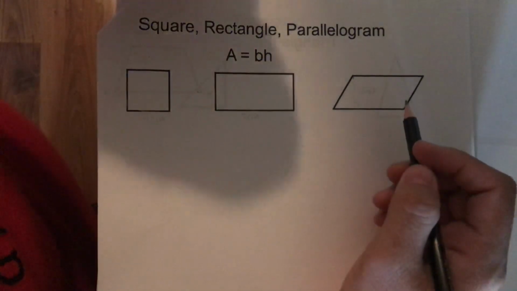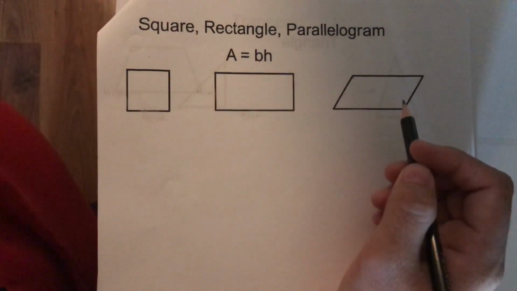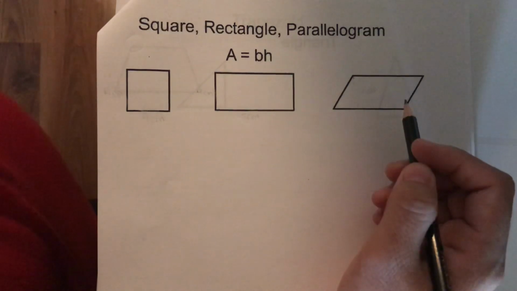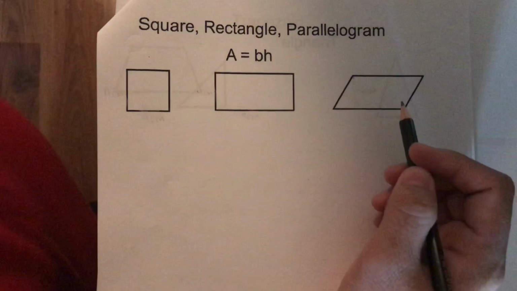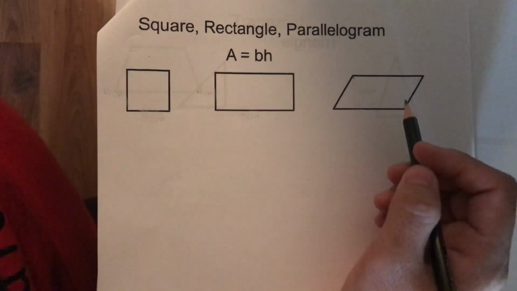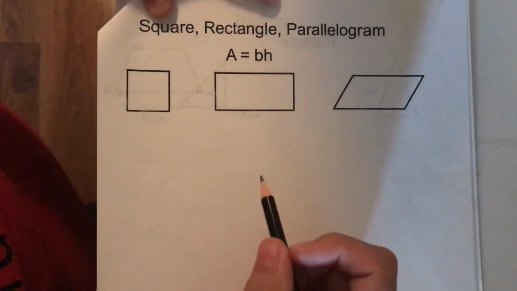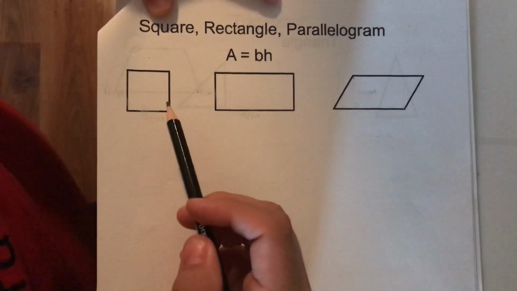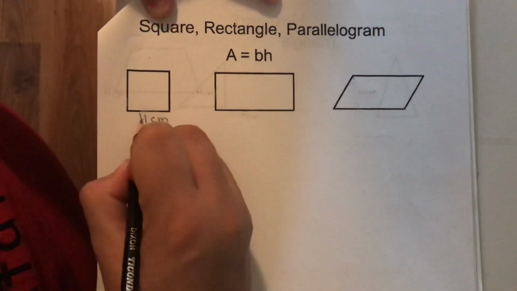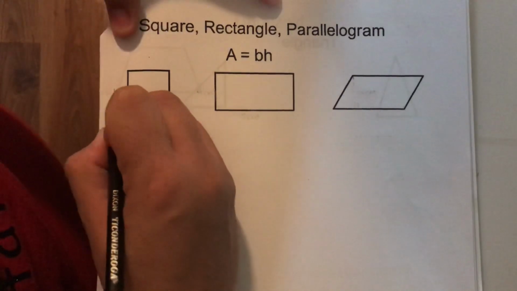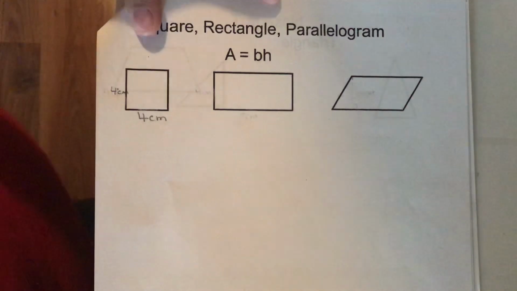So the formulas that I'm going to use are the ones in the reference materials, the reference chart for 6th grade. We're going to go ahead and get started with square, rectangle, and parallelogram. And the reason why we put them together is because they use the exact same formula, which is area equals base times height. So we already know that a square has all equal sides. So if I said that the base was 4 centimeters for this square, then its height would also be 4 centimeters. Okay? So the formula is area equals base times height.